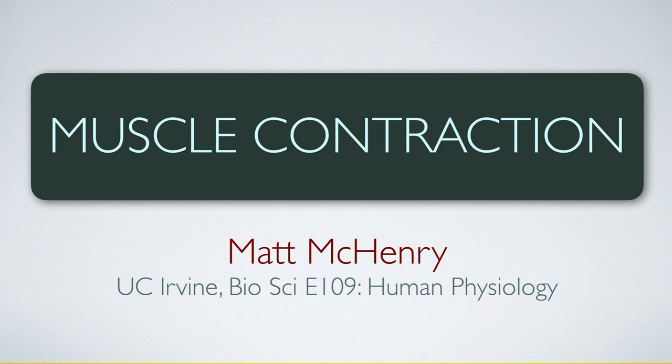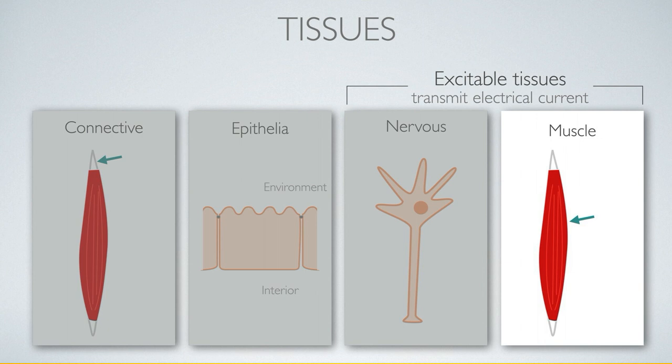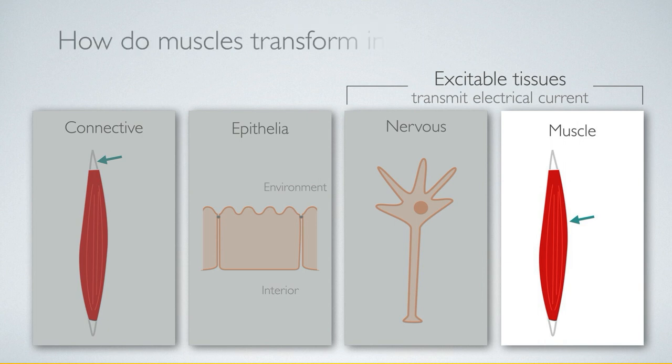Now we're going to focus on my favorite tissue, muscles. And this mini lecture is going to focus in particular on how muscles generate force. As you now know, muscles are, along with neurons, excitable tissues. So they deal with electrical transmissions, but their interesting trick is to take those transmissions and to generate tension. So the question for this lecture is, how do muscles transform information into force?